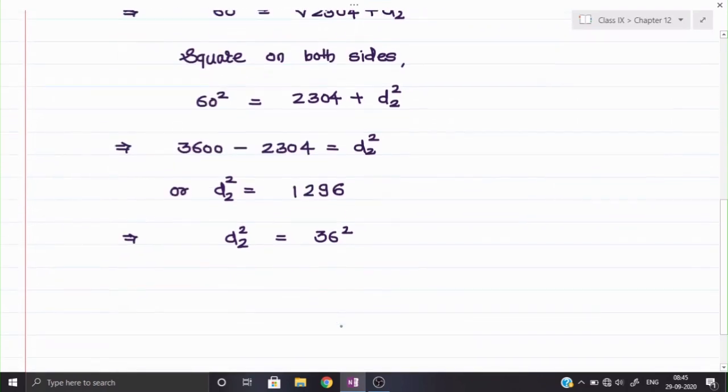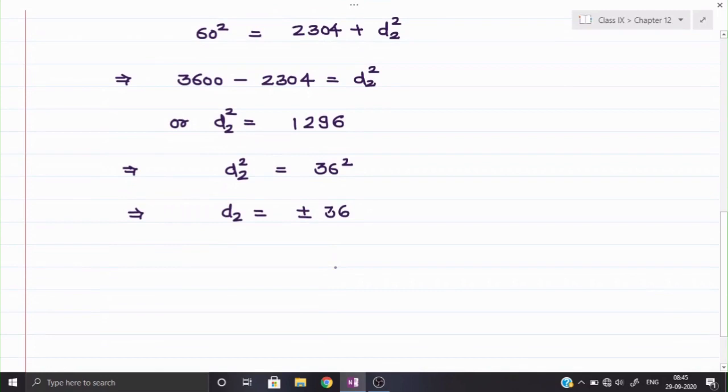Now if I cancel square and square, we can say that the value of d2 is equal to plus minus 36. Basically, if you remove the square symbol, then the possibility of plus and minus comes. Which implies that the value of d2 is equal to plus 36, because the side can't be negative, so we shall ignore the negative value. If we take the negative value, then the side could not be negative. So the minus sign I am leaving. Now the value of d2 we got as 36.